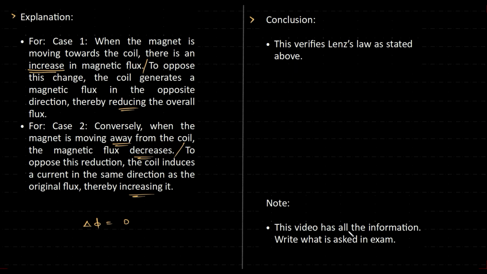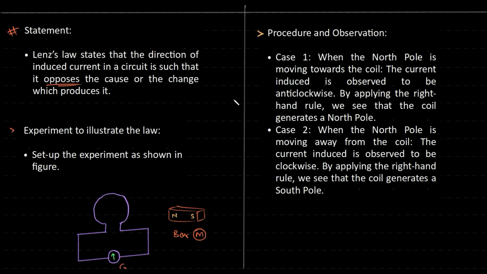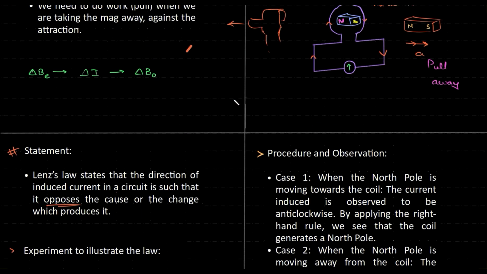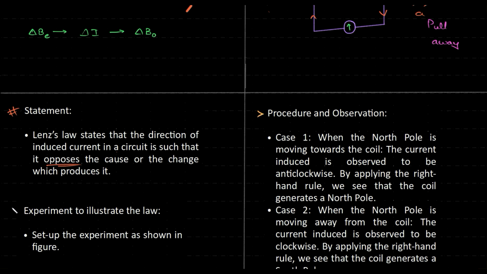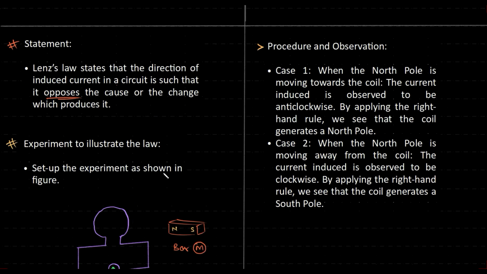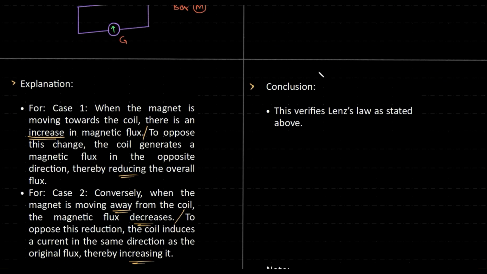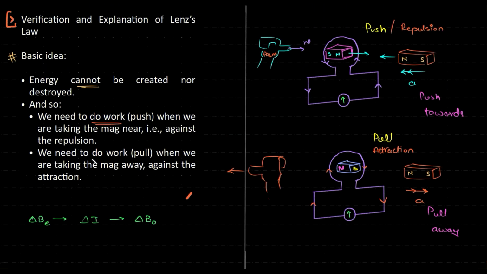So note, this video has all the information, write what is asked in the exam. So again, I'm giving end to end whatever made sense to me, the flow. Whatever is asked in an exam, you guys write that. If they want you to state Lenz's law, just state that. If they ask you to show with an experiment, then you can do this. If they want you to explain, then explain, and so on and so forth. Each of these is a separate aspect of the same law. Be smart about what you have to present on your answer paper.